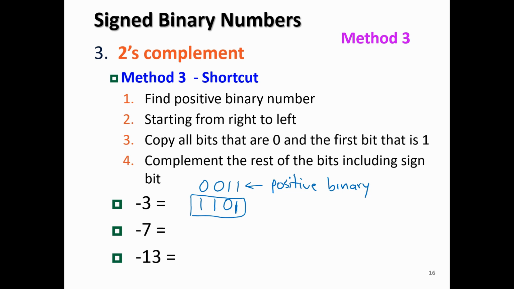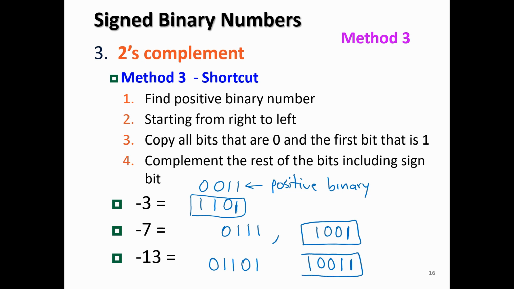So starting with the positive binary number, 0111, we copy the first one and then complement the rest, okay? So that's our 2's complement. What about 13? 13 we know is 1101, and don't forget the sign. And then we copy the first one and we complement the rest: 10011. Okay, so that's a negative 13 using 2's complement.